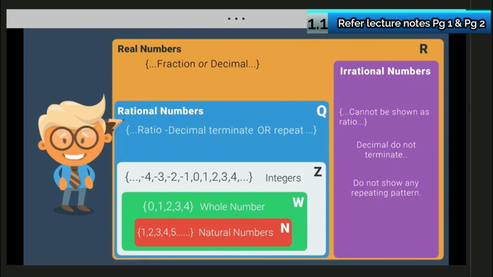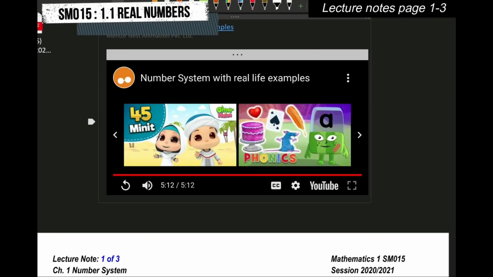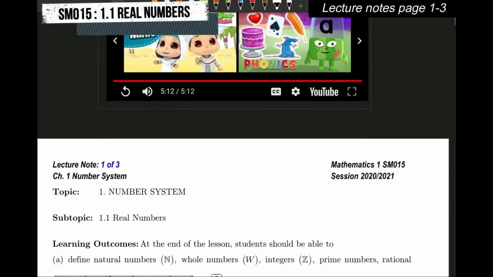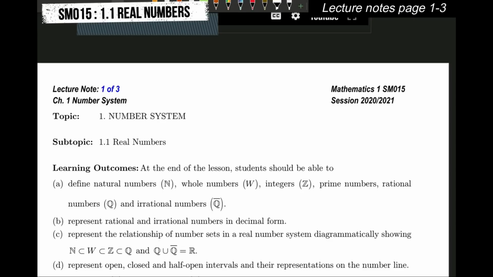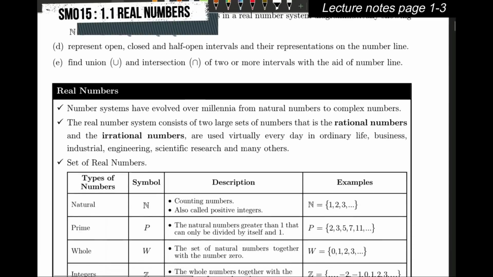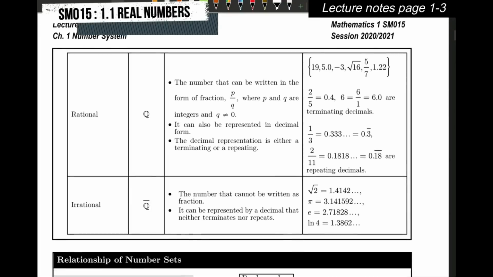Both rational and irrational numbers form real numbers, as you can see here. So that's it for real numbers. Please don't take it lightly because it is very important for you to know each type of number. Okay? The video that we already watched has summarized everything from page 1 until page 2. So it's already summarized everything.